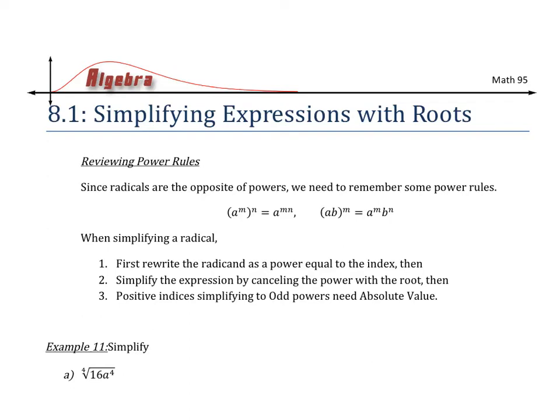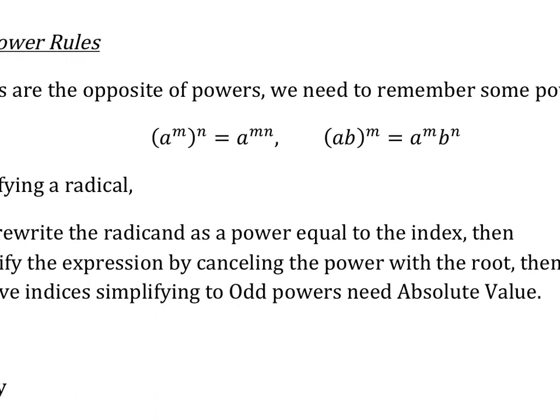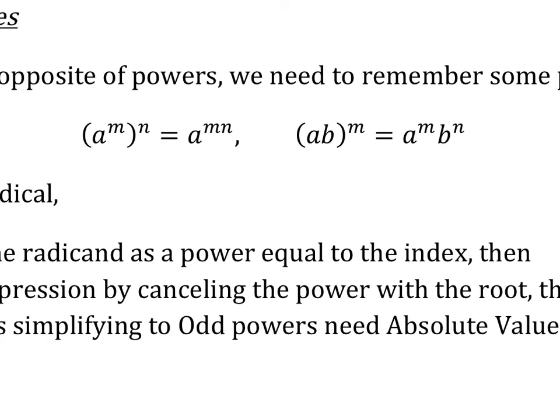Simplifying radicals can get a little challenging when we have larger indices, but if we understand our power rules or our exponent rules, things get a little simpler. So, let's look at these couple of rules to remember this. If we have a power, a to the m to the n power, we have a rule that says we multiply the exponents. Well, where is that coming from?